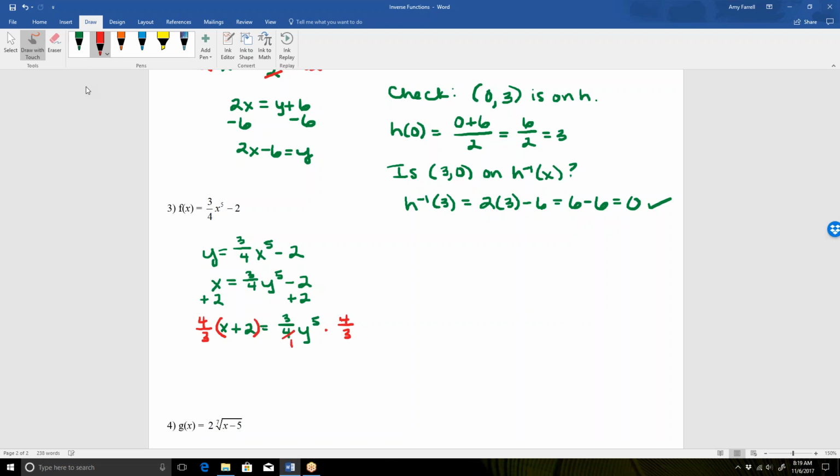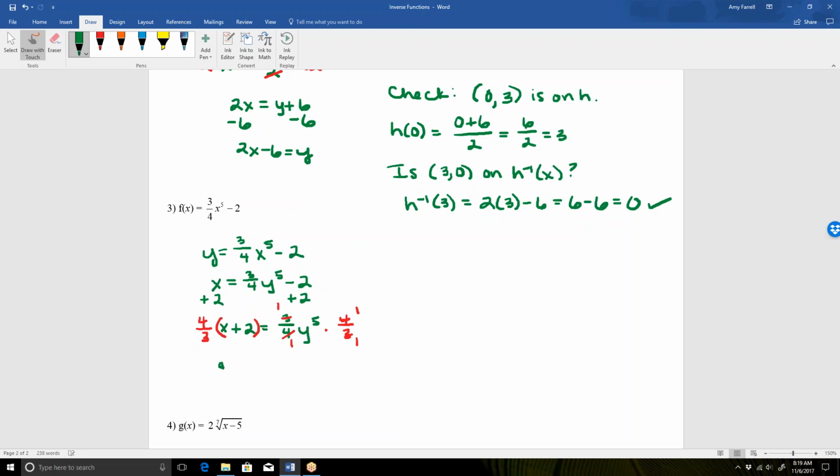That way, I can cross cancel the 4s, and I can cross cancel the 3s, and therefore I've just got y to the 5th. So I'm trying to isolate the y, and so to get rid of that coefficient, I'm going to multiply both sides of the equation by 4/3. Now, you're welcome to distribute on the left side if you'd like, or not. It's completely up to you.